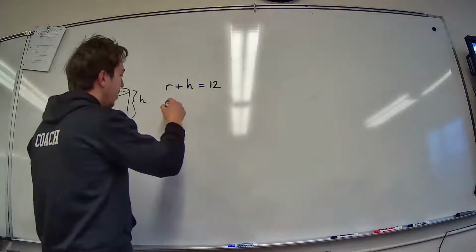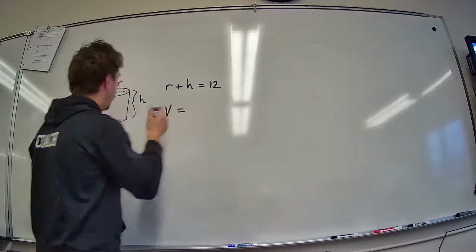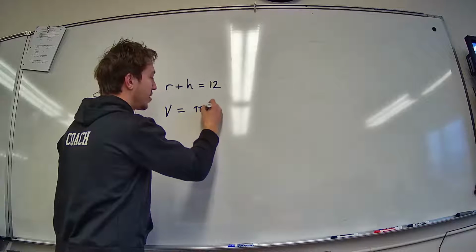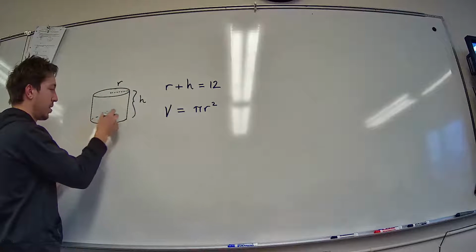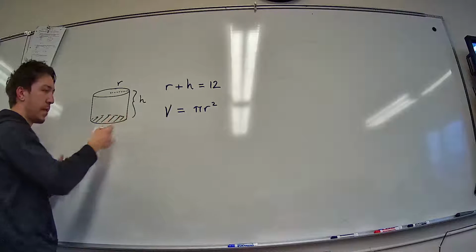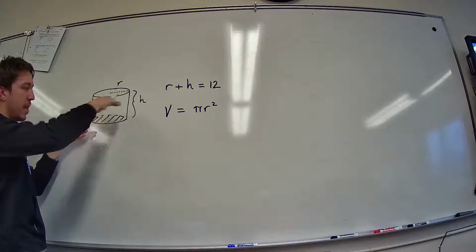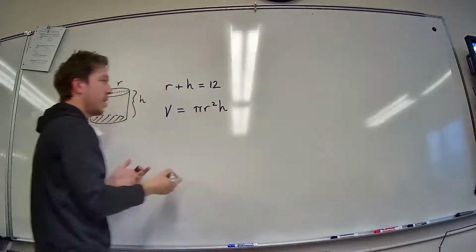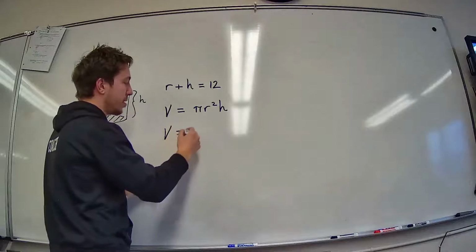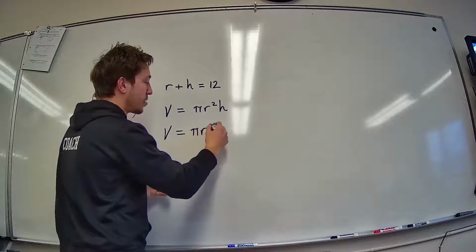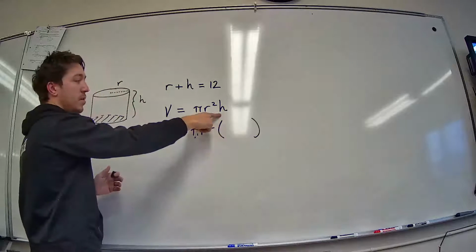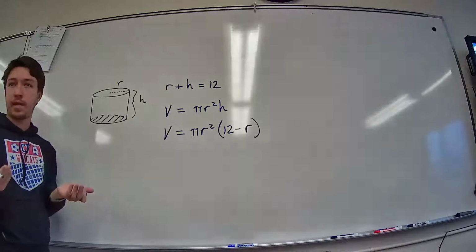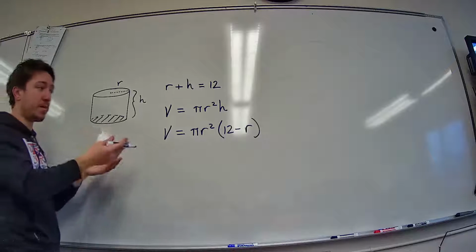So your volume formula, what's the volume of a cylinder? Pi r squared, that's the area of the base. This is true of any figure like this, where any cross section is the same. So base area times the height. The substitution is pretty straightforward. It's pi r squared times, replace that height with 12 minus r. Are we all okay with that substitution? Okay, now it's in one variable.